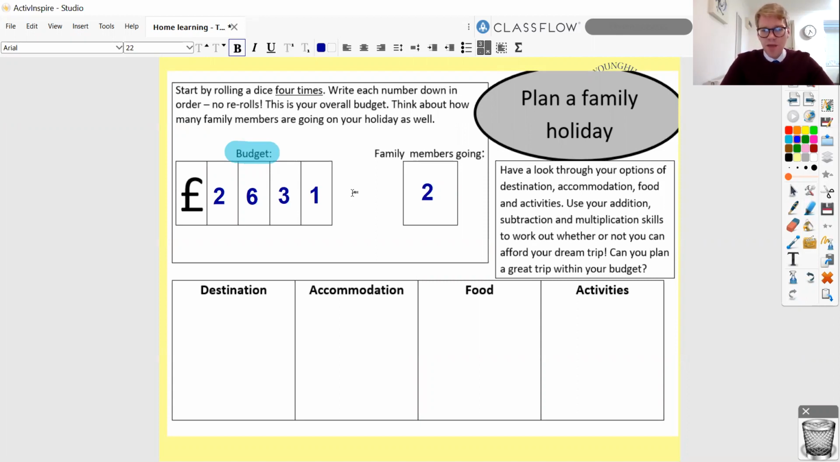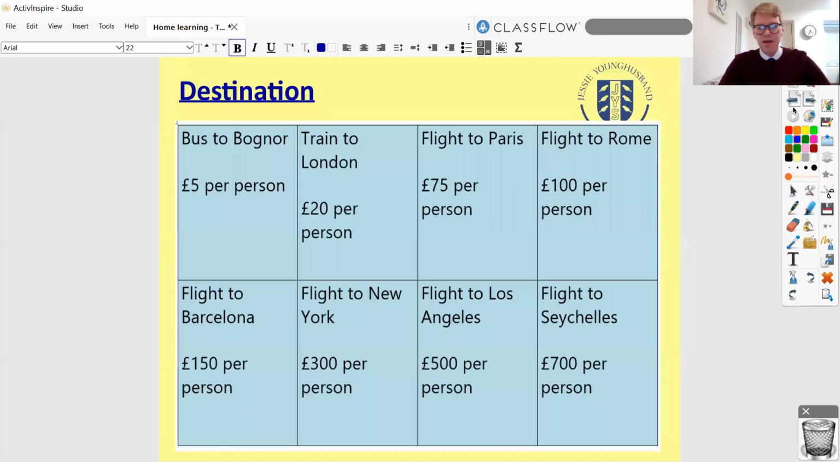So you might be thinking, well, this is great. I'm just going to pick the best and most expensive option in each one. But of course, actually, you may not have enough money within your budget to do that. So let's say, for example, I was thinking, right, I want to go to the Seychelles. Valentine's Day coming up, I'll treat my wife. We're going to go on a lovely trip to the Seychelles. Now, it says £700 per person.